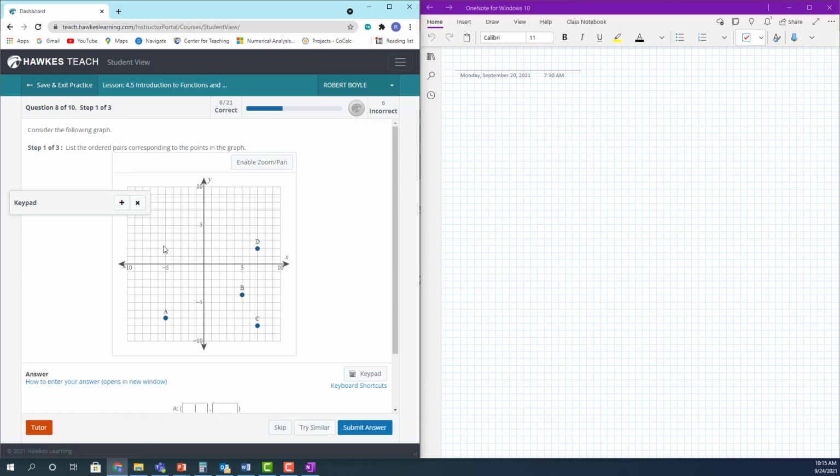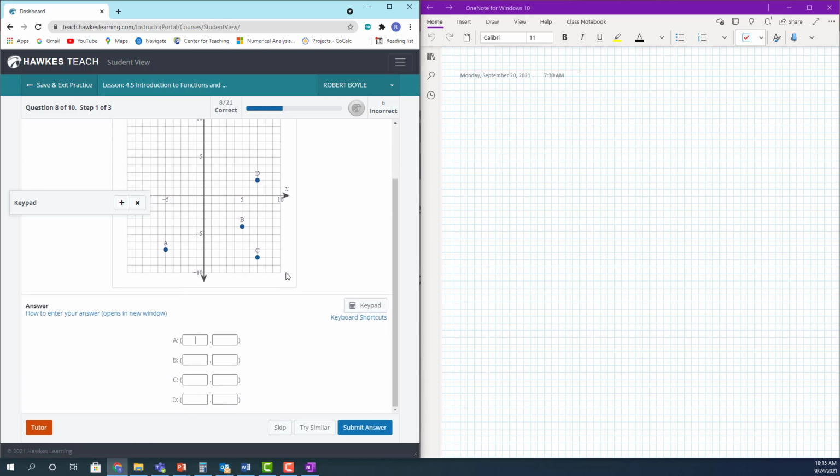Okay, so here's a problem where you actually have to plot down the ordered pairs and also determine whether this is a function or not. So let's go ahead and do that. First ordered pair for A is going to be -5, -7. For B, we have 5 down 4, so that's going to be 5, -4. For C, we're going to have 7, -8. Over 7, down 8. So that's 7, -8. And then for D, we have 7, +2.